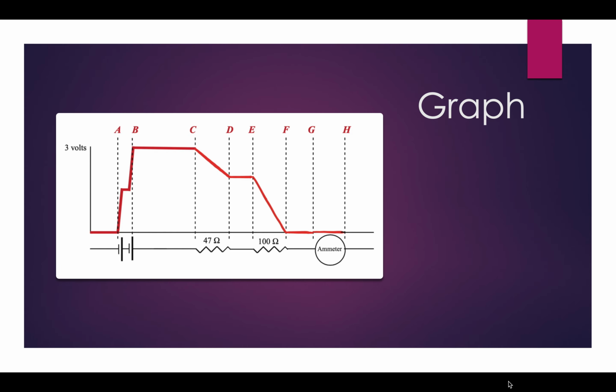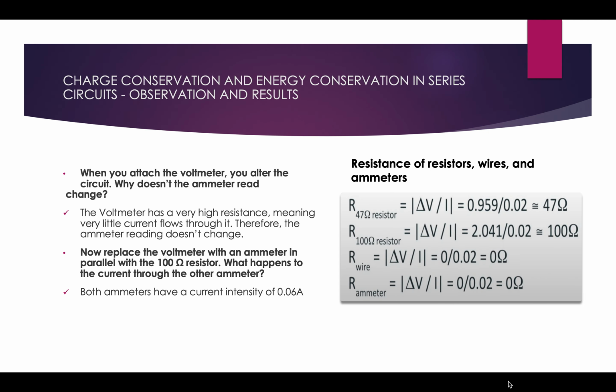This is a graph about the charge conservation and energy conservation in series circuits. It's interesting to see the steps of the process, which actually confirms our results. When we attach the voltmeter to alter the circuit, why doesn't the ammeter reading change? Well, the voltmeter has very high resistance, meaning a very little current flows through. So the ammeter reading doesn't change.